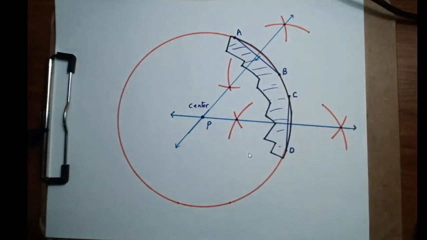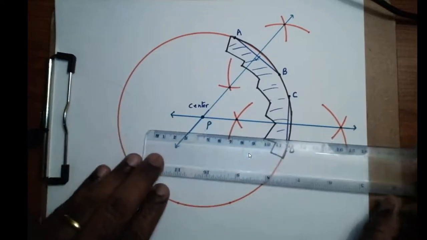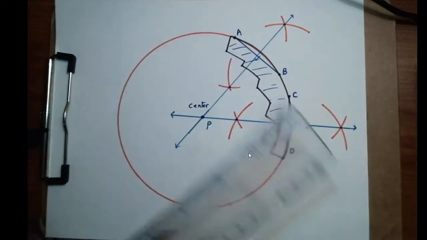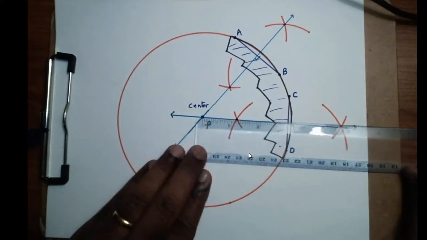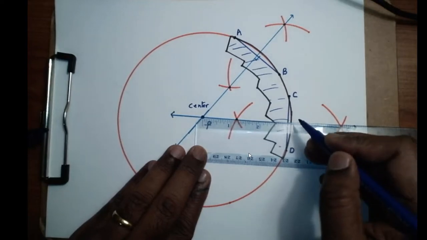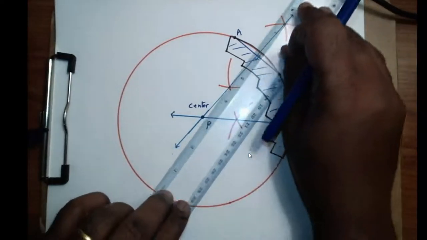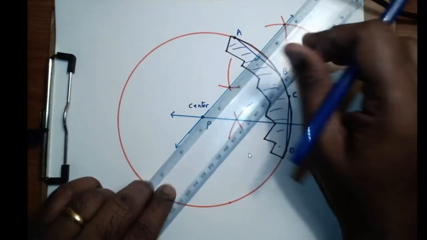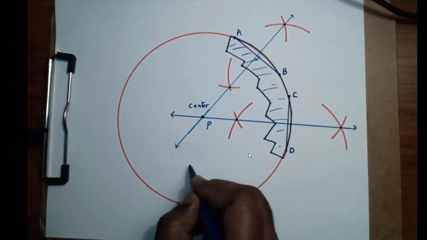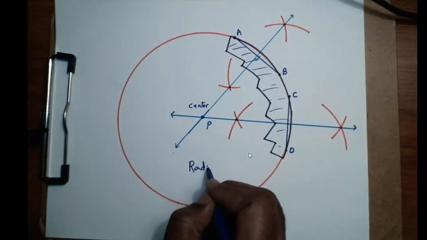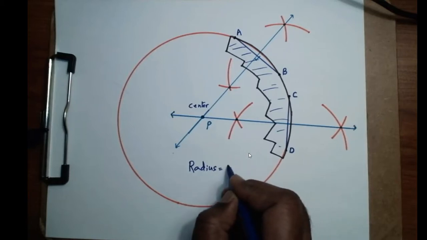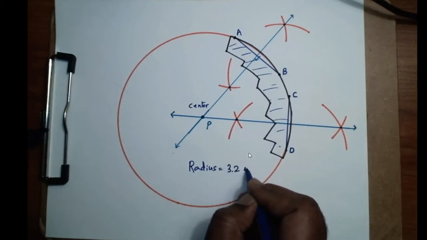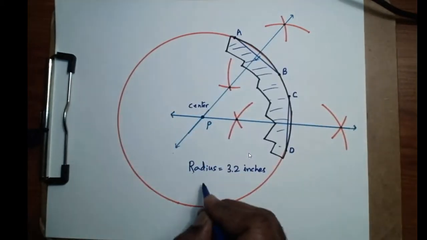Now if you want to find the radius, just measure it in inches. It is how much? 3.2, 3.1, 3.2. Even this side you take, it will be exactly 3.2. I started from 4, it's all the way up to 7.2. The radius is equal to 3.2 inches. So using this radius you can find the circumference.